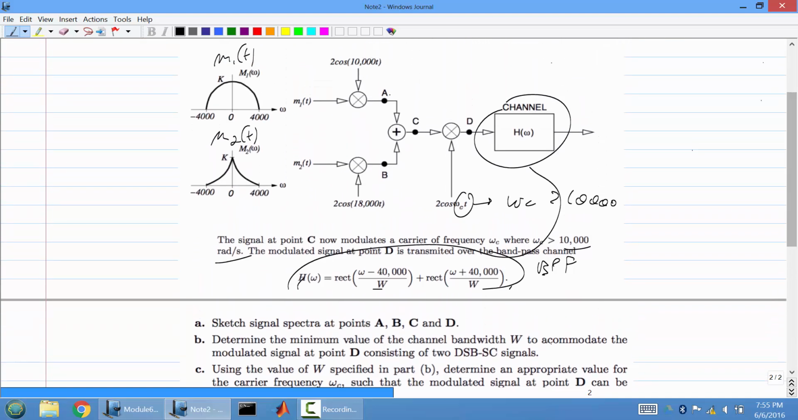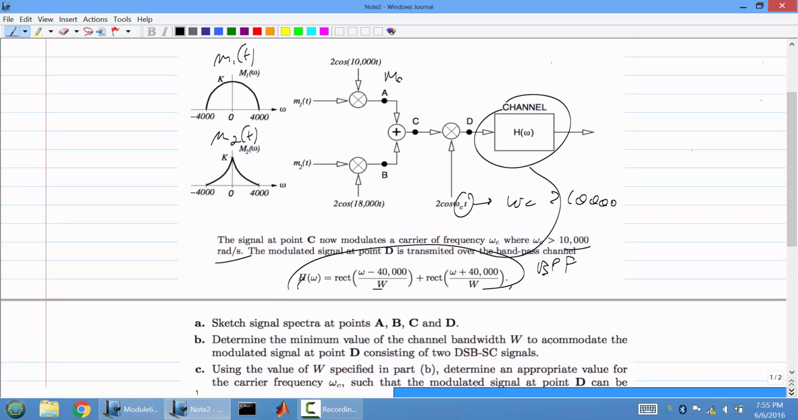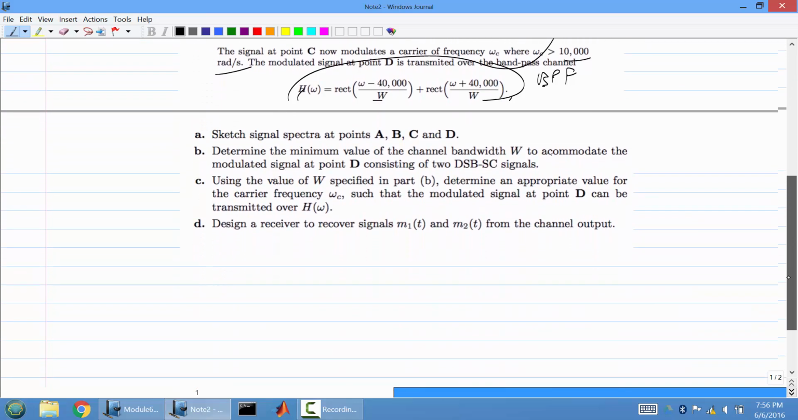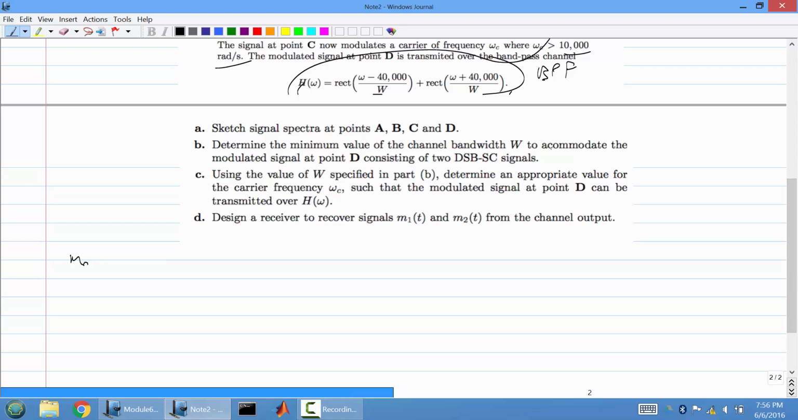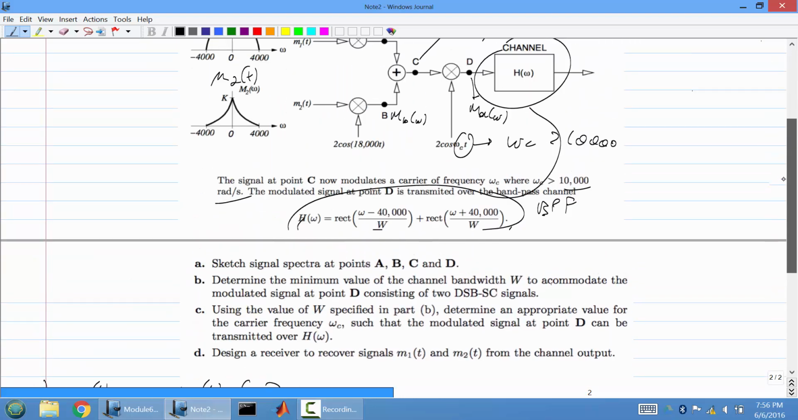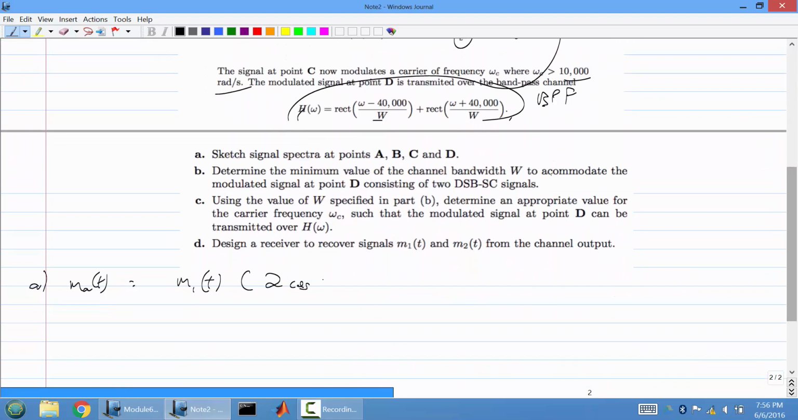I'm going to call the points M sub A, M sub B, M sub C and M sub D, so that's how I'm going to identify all of these. This is given in omega, so I'm going to sketch it in omega. Let's figure out what the spectrum is at M sub A first. M A of t is simply your first message multiplied by 2 cos at 10,000.